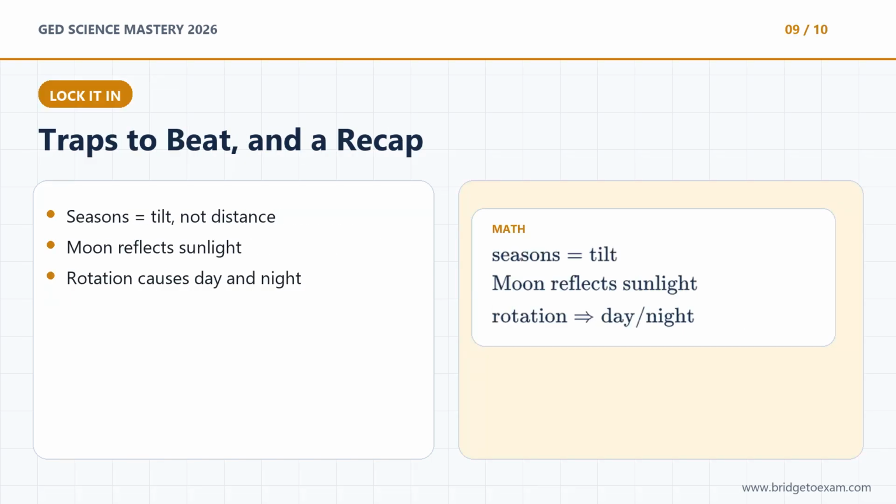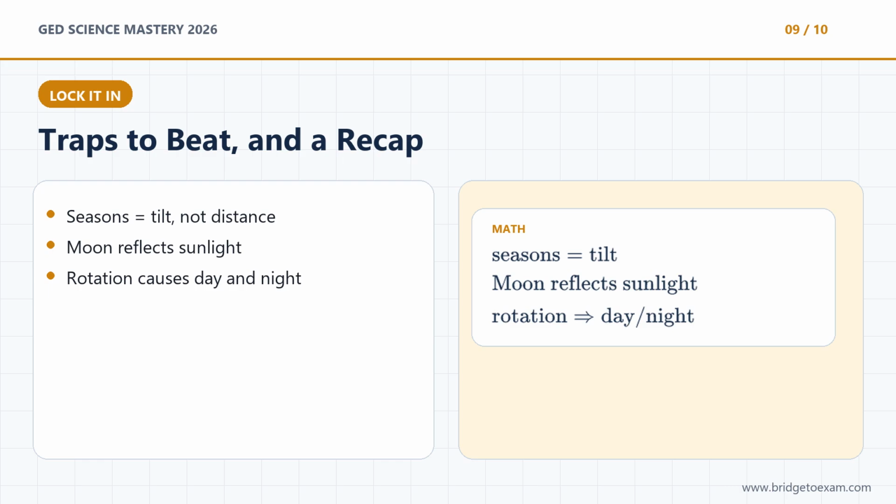Let's lock in the traps. 1. Seasons come from distance. No, seasons come from Earth's tilt. 2. The moon makes its own light. No, it reflects sunlight. 3. Solar and lunar eclipses are the same. No, solar has the moon in the middle. Lunar has Earth in the middle. 4. Rotation causes seasons. No, rotation causes day and night.